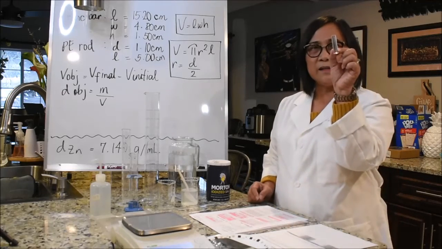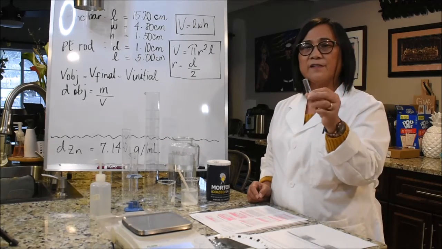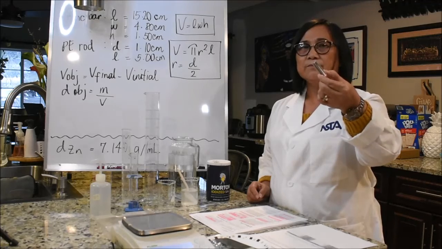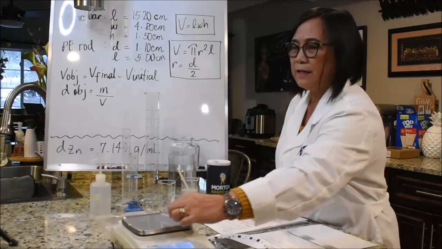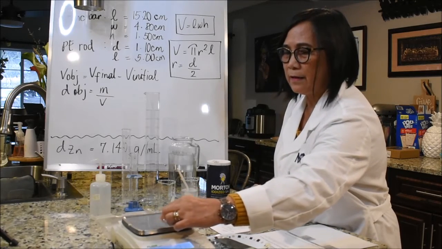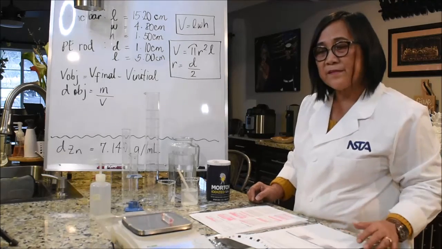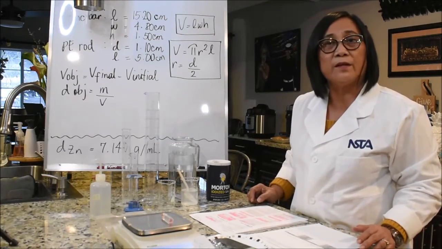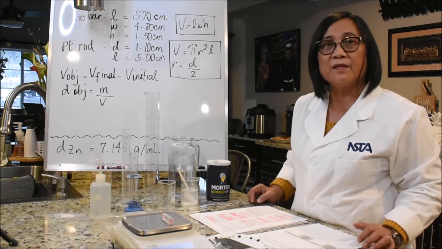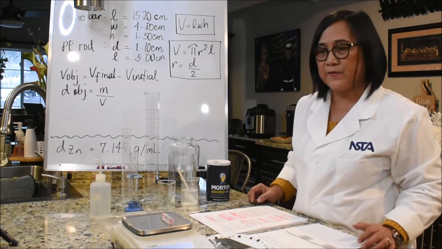Our polyethylene rod is this clear cylindrical rod, and its mass is recorded as 7.3 grams. 7.3 grams.